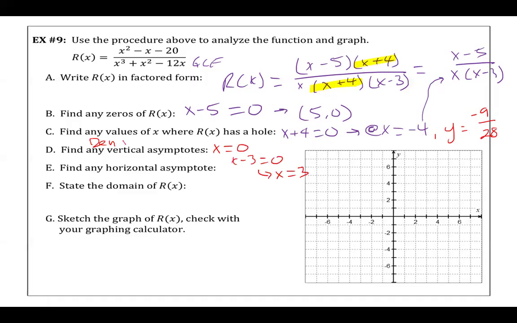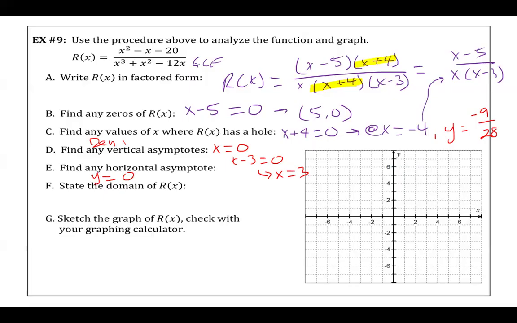Okay. Do I have a horizontal asymptote? Go back to your degrees. Yes, where's it at? At y equals 0. It's at y equals 0 because the degree of the numerator is less than the degree of the denominator. So we have a horizontal asymptote at y equals 0.